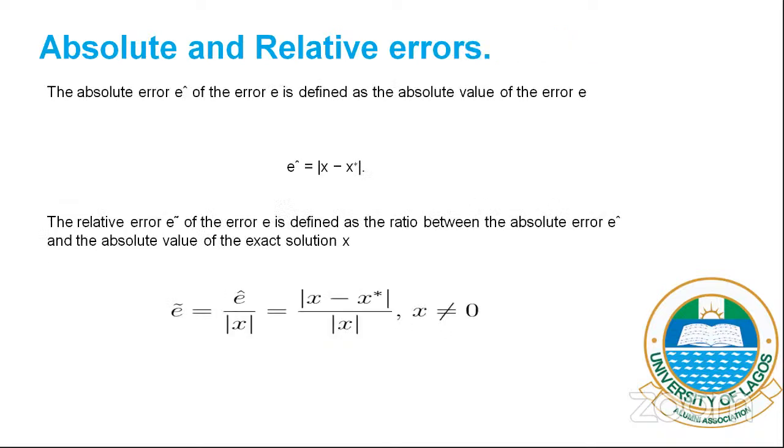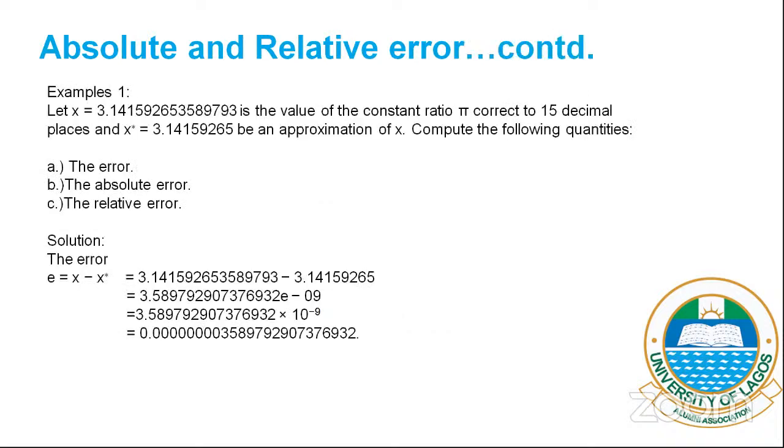Okay. Now the relative error, E, is defined as the ratio between the absolute error and the absolute value of the exact solution, which is the E cap all over the X bar. So move to the next one. Okay, now in order for us to understand this better, I think an example.